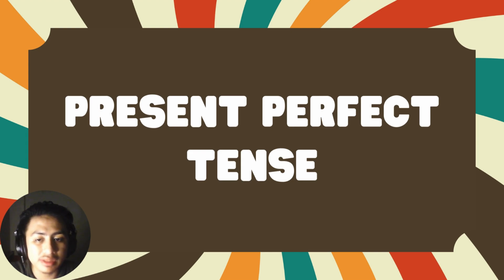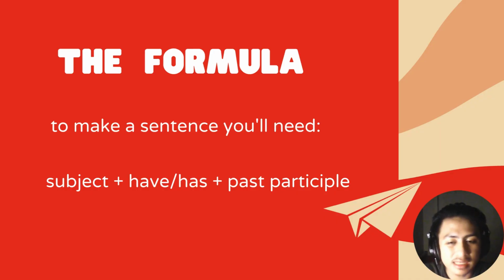And today I will be teaching you about present perfect tense. So if you want to make a sentence, there should always be a formula behind it, right? So to make a present perfect tense sentence, the formula is you need to have the subject in front, followed by auxiliary verb have or has and past participle. So we are looking much deeper into past participle first before we proceed with the rest of the formula.